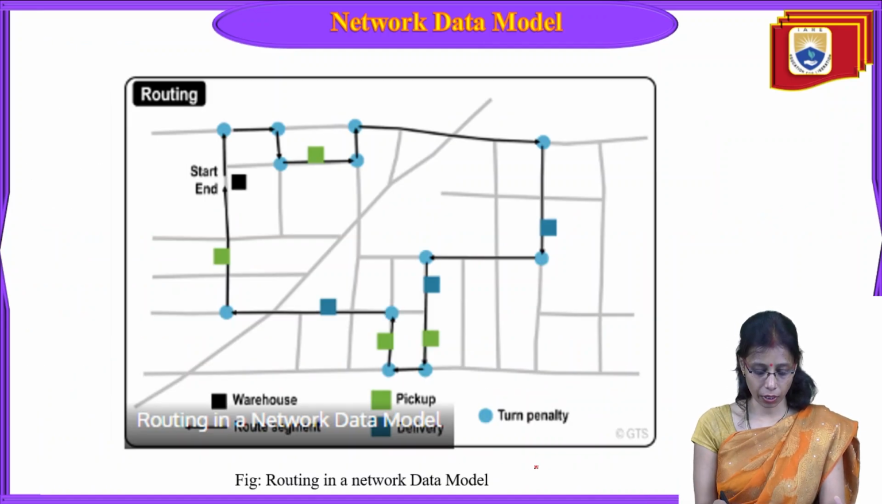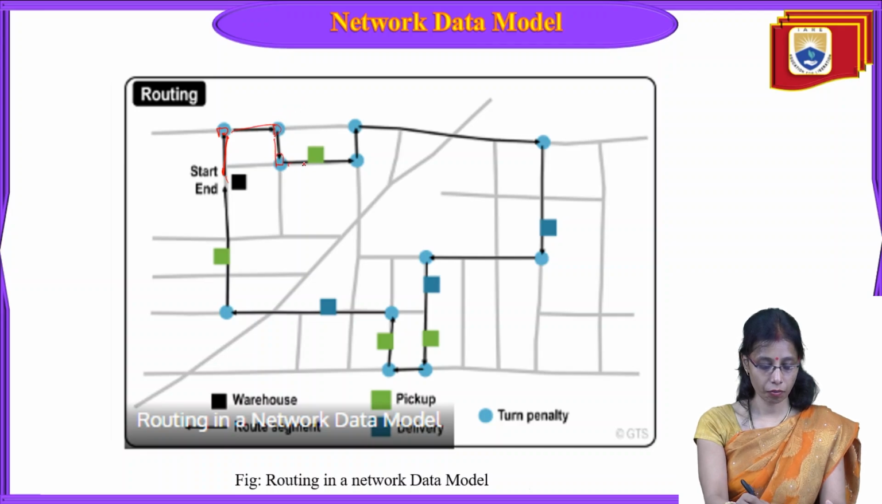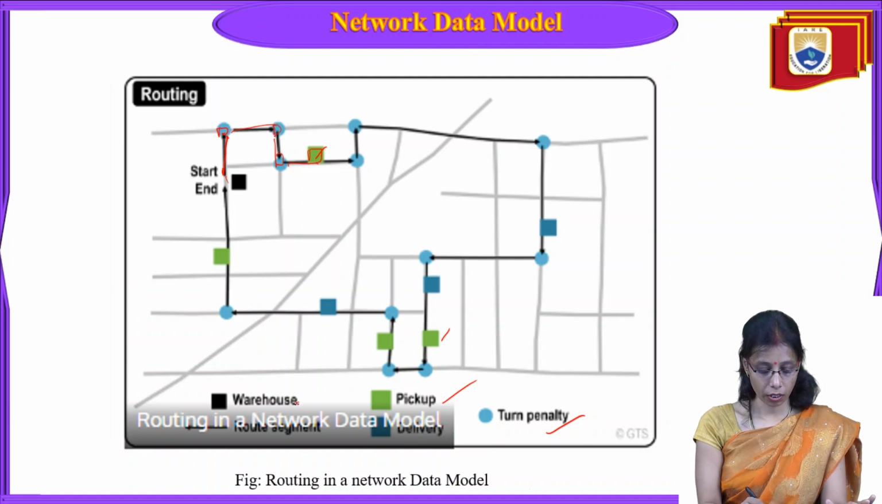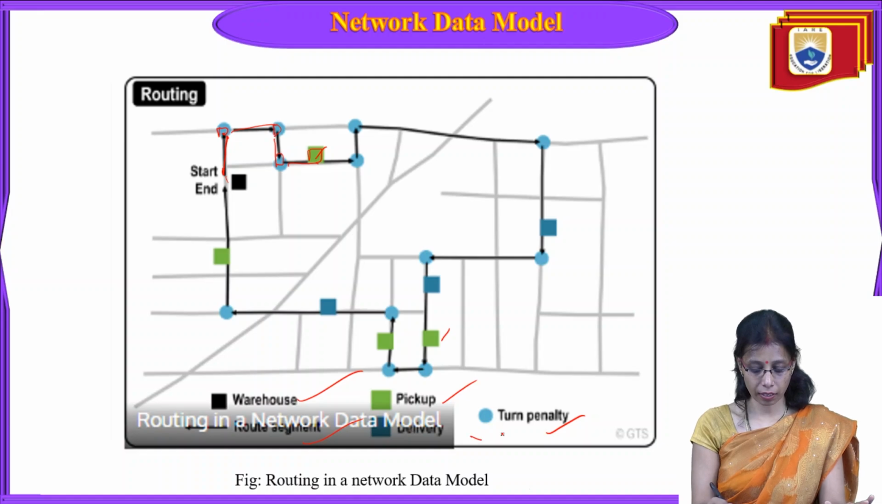Now this is how routing works in the network data model. It will start from here and end here. So the routing system starts from here, then goes third, fourth. This is how you can see the pickup points. It will show you the pickup points, the turn penalty, and here it will show you the delivery. Here you can see the warehouse and route segments. This is represented as a legend box here.